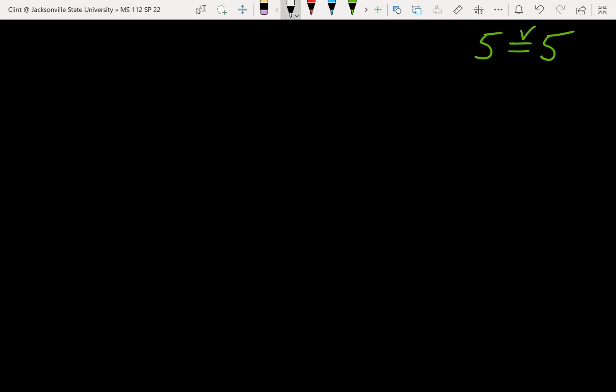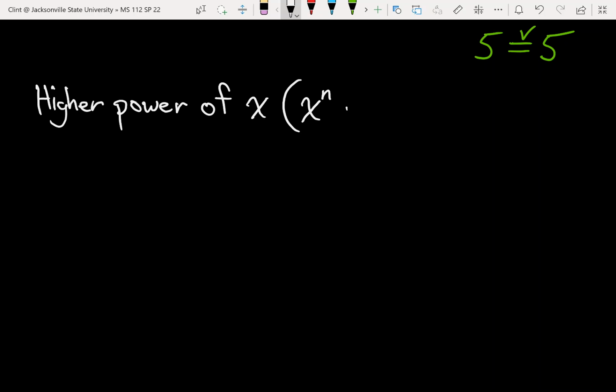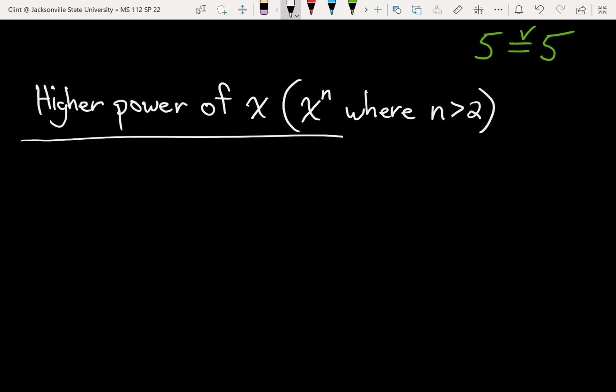All right. So second type of other equation, we've got 3 in this section. So the second type is when we have something like this, where we have a higher power of x. So there we're saying we got an exponent bigger than 2. So let's look at one.